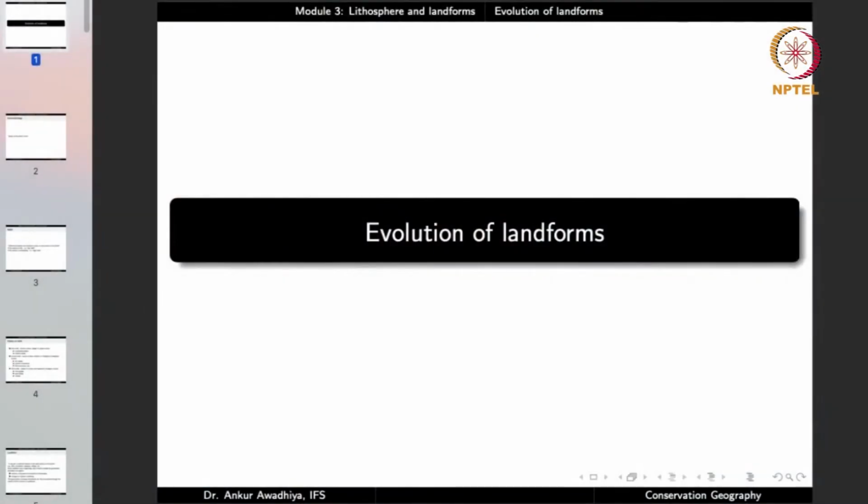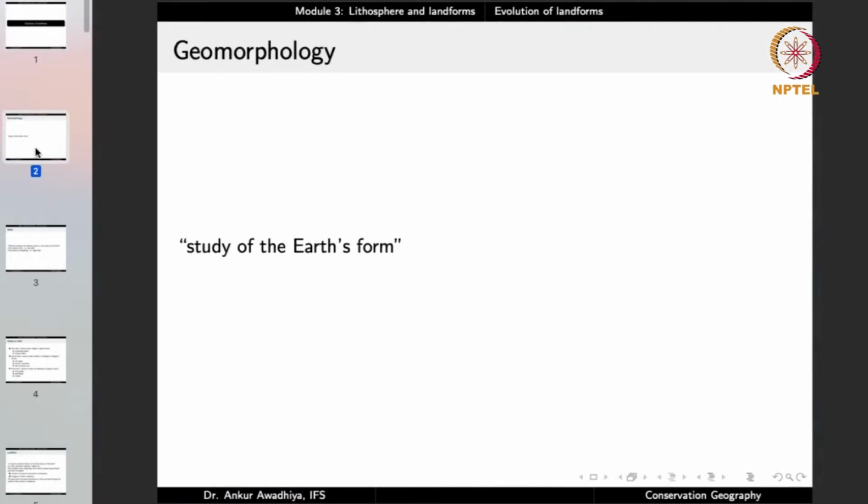Namaste. We move forward with our discussion on lithosphere and landforms, and in this lecture we shall explore the evolution of landforms. Now, as we have observed, these topics fall within the purview of geomorphology, which is the study of the form of Earth, or the study of landforms.